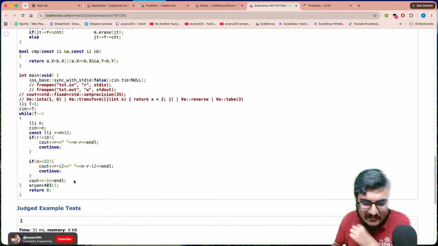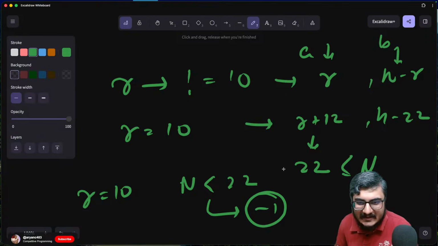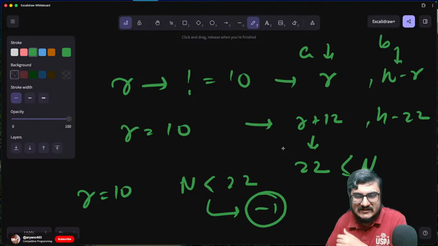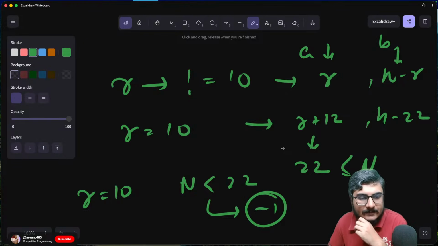So any questions, anyone? The overall idea is that you have to do a bit of casework, and in problems like this, it's always helpful to try to analyze small cases, and that's how you can solve this problem. Any questions, anyone?